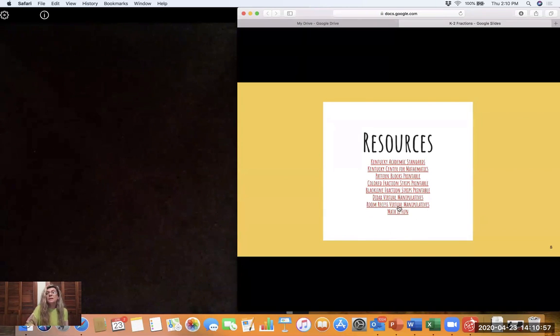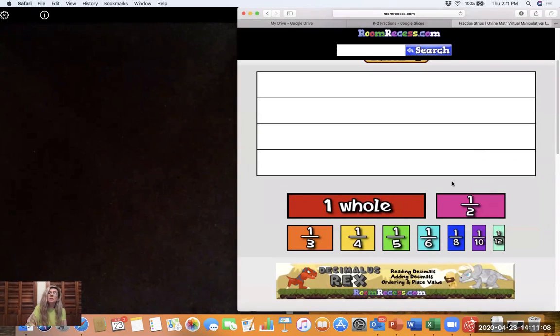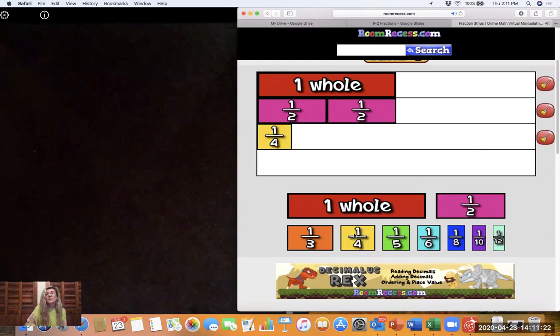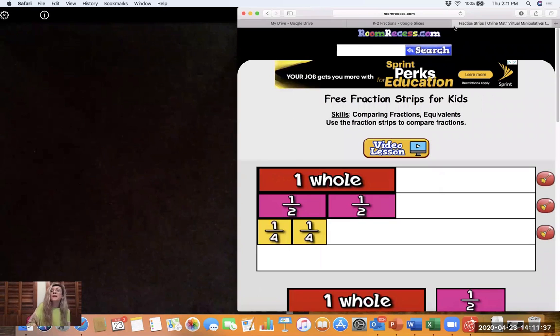Okay, and then here's another I wanted to share with you. This is just a little one from Room Recess, working with fractions. Of course, they can build that whole, and then they can predict how many halves does it take to equal the whole. They can line it up right underneath, and how many fourths. And we talk about how many fourths does it take to equal a half. So lots of good conversation can come out of that between the parents and the students while they're at home, and of course when we get back in that classroom.